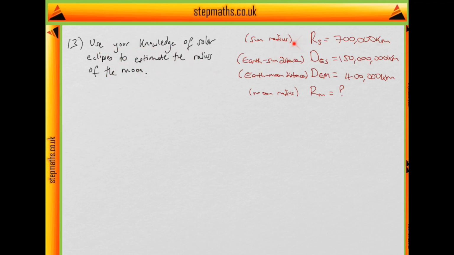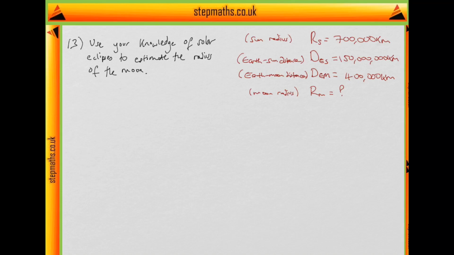Given that the sun's radius, which we can denote as r sub s, is 700,000 kilometers. The distance between the Earth and the Sun, which we know as d sub es, is 150 million kilometers. The distance from the Earth to the Moon, denoted by d sub em, is 400,000 kilometers, and the Moon's radius, r sub m, is the unknown, what we're trying to find out.